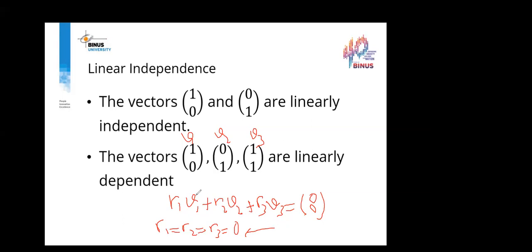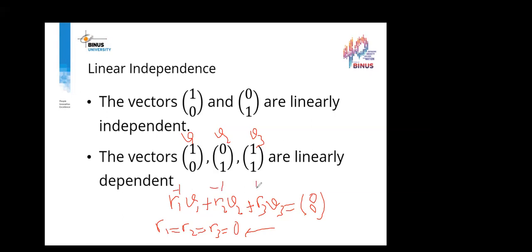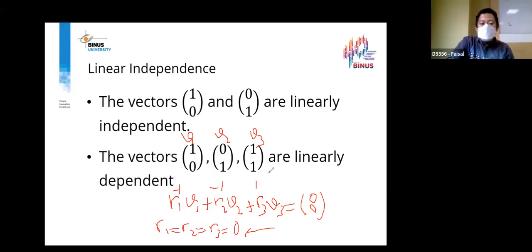-1, -1, 1. Okay, so if R1 is -1, R2 is -1, and R3 is 1, is this also a solution? Yes, this is also a solution. So R1 is -1, R2 is -1, and R3 is 1. This is also a solution. So we get two solutions, or equivalently, this is not the only solution.